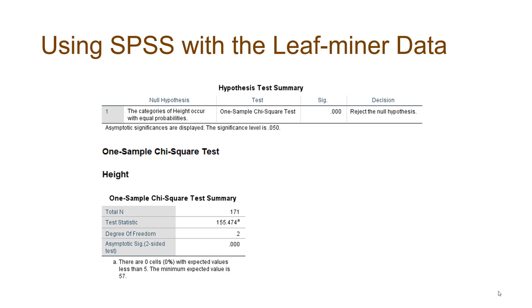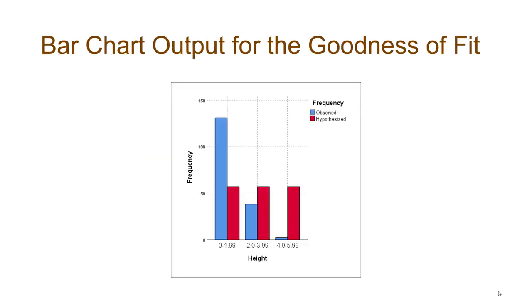The total value of n is 171. The test statistic is 155.474. It's got 2 degrees of freedom. P-value is 0. If you look at the bar chart for the goodness of fit, you've got the hypothetical ones and you've got reality, and you can see there's a big discrepancy in the bar charts.